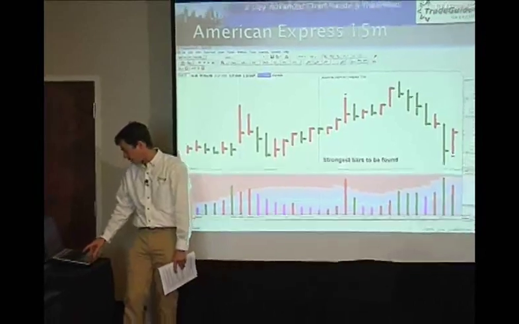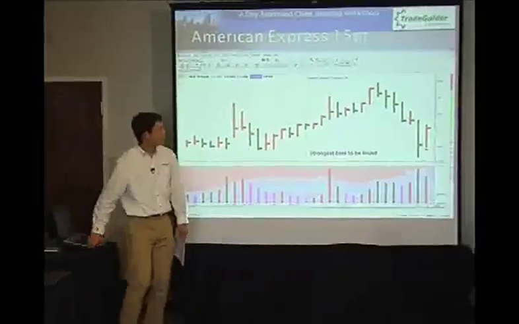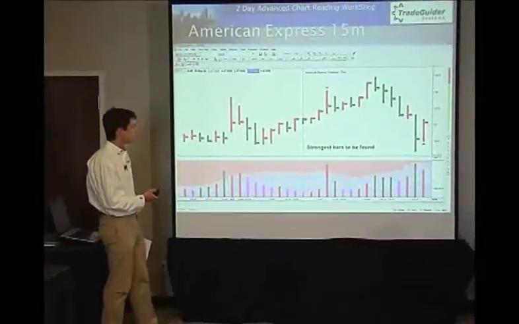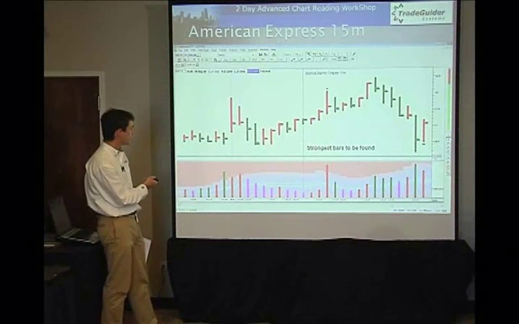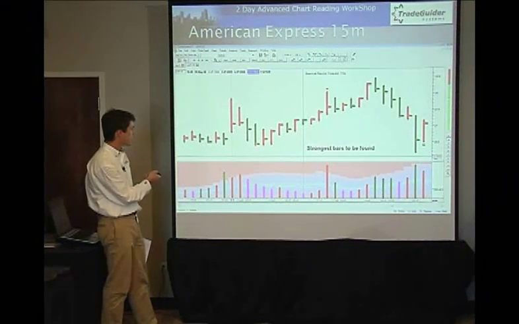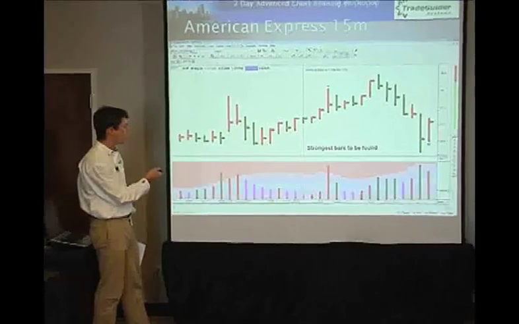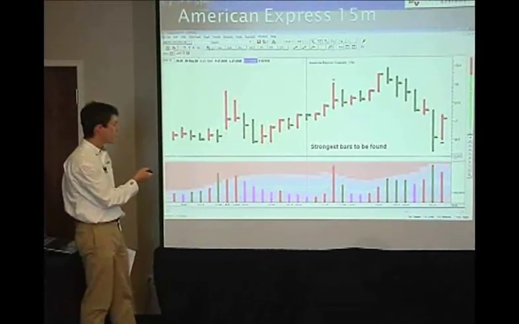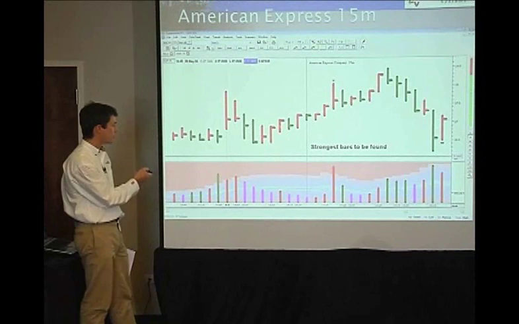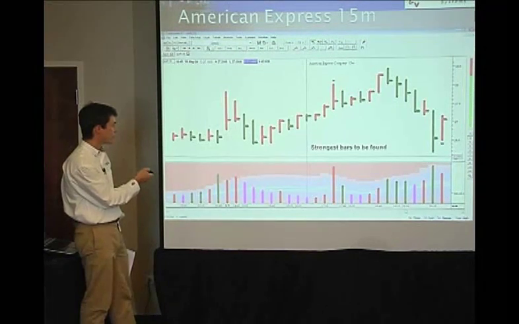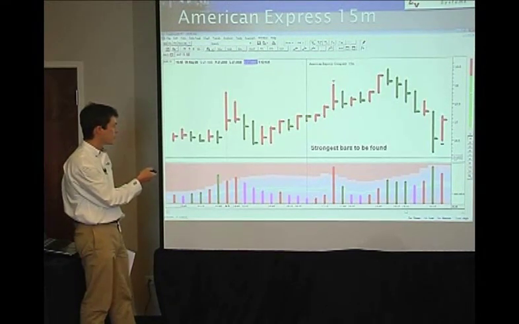Okay, so again, strongest bars to be found are tests in a rising market. The market comes down on low volume, and it starts to go up, and then in an uptrend, you're looking for down bars on low volume. Here you've got a slight increase in the volume with a decreasing volume on down bars, and then you've got a test there.